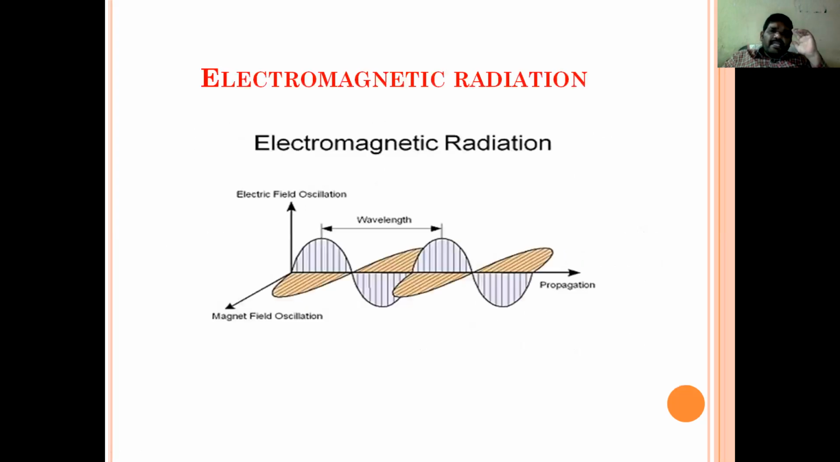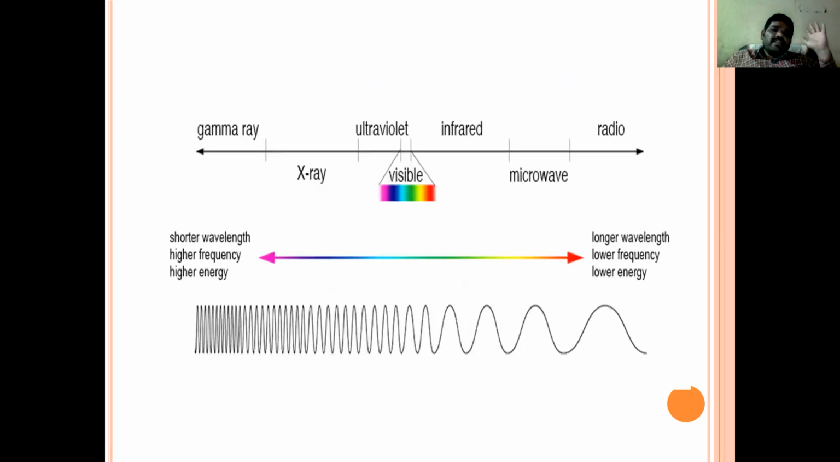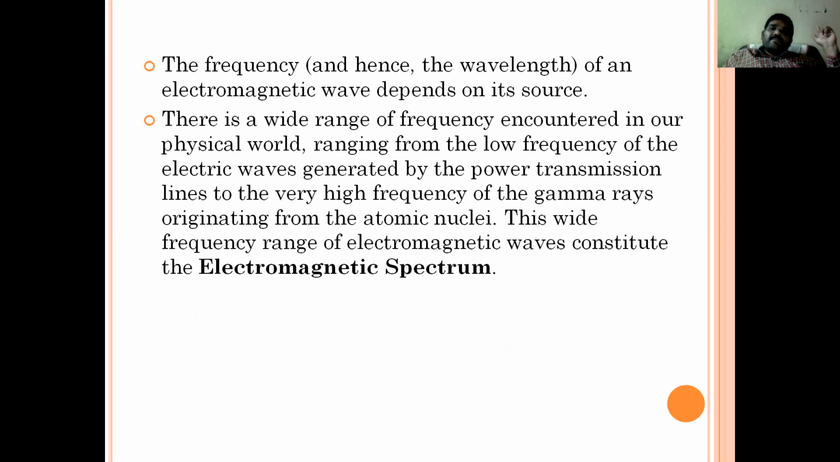Keep in mind almost 5 or 6 points about the basic characteristics of electromagnetic radiation. The last point is, if the wavelength is longer, the frequency and energy will be lower. If the wavelength is shorter, the frequency and energy will be high. Keep in mind. Next point, here is the last point of electromagnetic radiation.